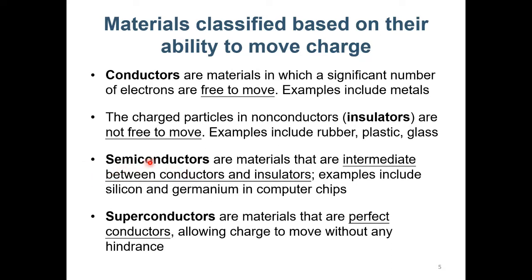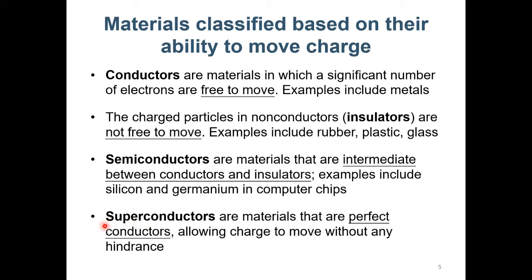The third type of material is semiconductor. When you learn chemistry and the periodic table, the semiconductors are usually in the middle. For example, silicon and germanium are used for computer chips. They are intermediate, so some charged particles can move in the semiconductor. The conductivity lies between the conductor and insulator. The good point is that we can control this phenomenon, so we can use it for CMOS circuits.